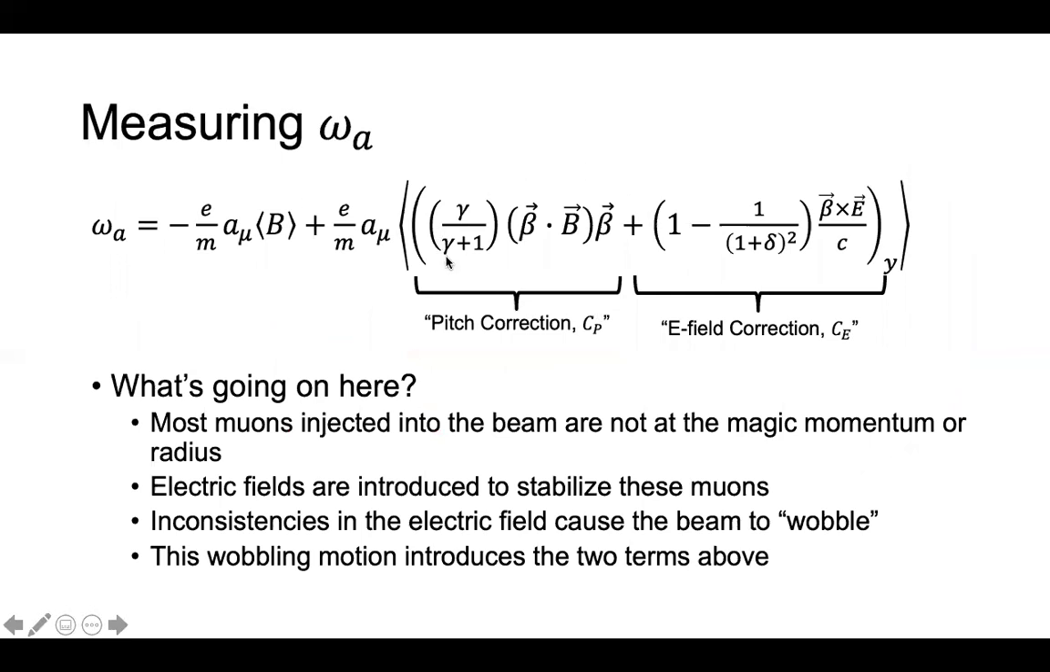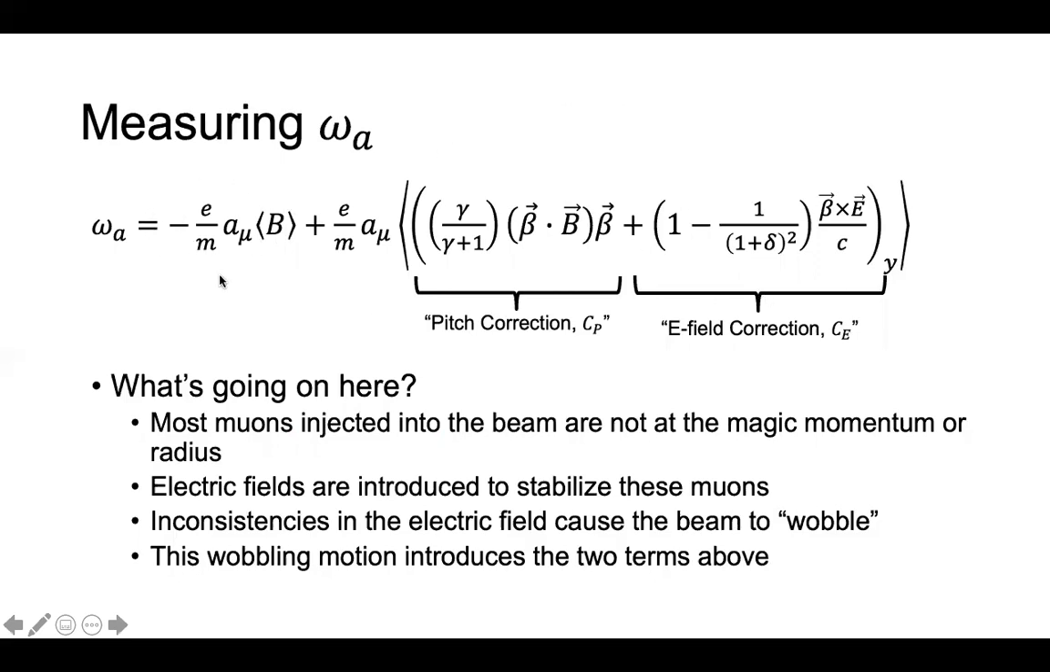This term right here is a pitch correction, and this term right here is an E-field correction. These corrections come out due to the fact that not all the muons that we inject into that beamline are at the magic radius or magic momentum. Those are the perfect speeds and positions I was telling you about. And so we put E-fields in to stabilize their motion to make sure that they all get into the beam, but this causes some motion of the beamline, and so these terms just sort of correct for that.